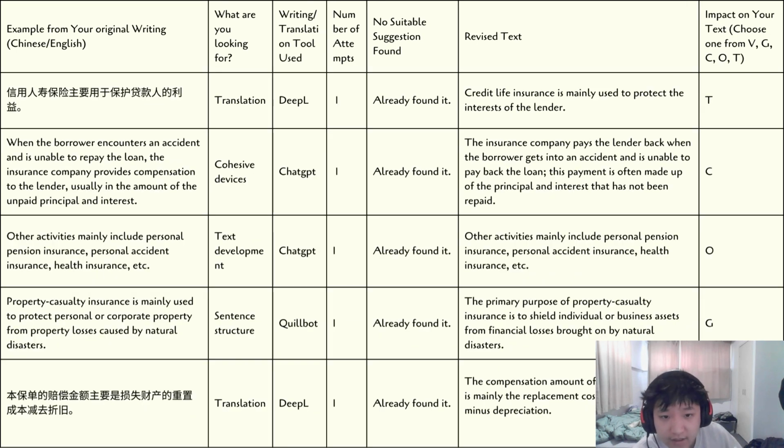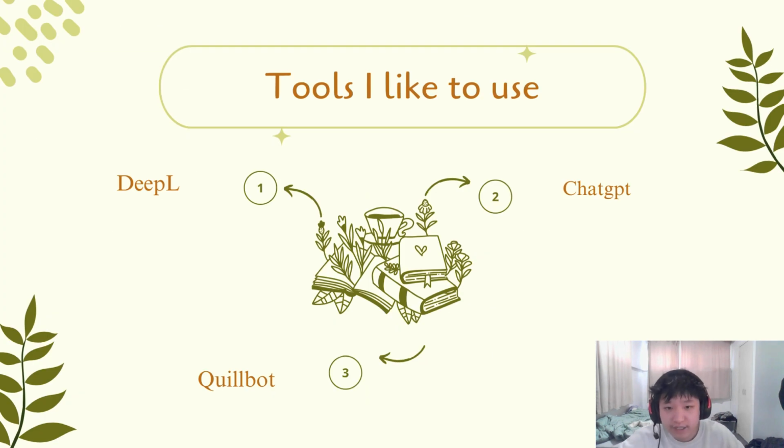This is the second part of the table. I mostly like to use DeepL and Quillbot, and only a little part I will use ChatGPT. These three tools are what I like to use. DeepL can help me with the translation because when I write papers, I first express what I want to write in Chinese and then translate it into English, which brings me great convenience. And ChatGPT can bring me a lot of new ideas when I write, and it can help me enrich my writing content. And I use Quillbot mainly to check grammar and to correct mistakes in my writing.